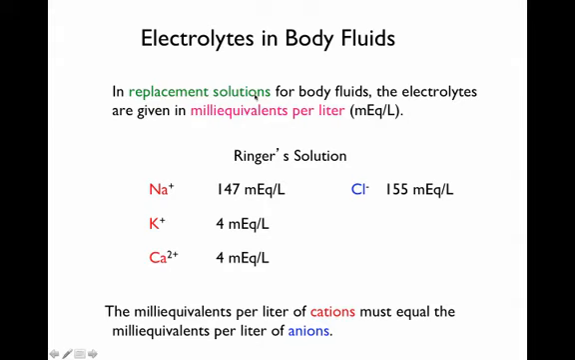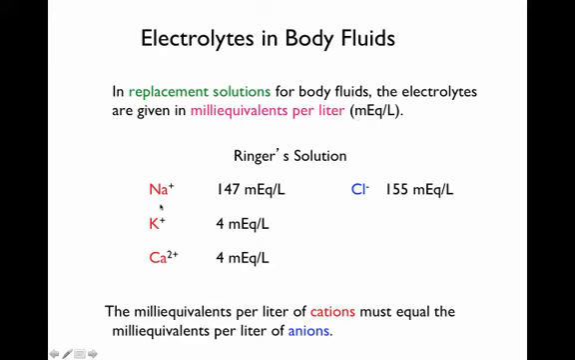There's a very common replacement solution called Ringer's solution, and if you look at the ingredients on Ringer's solution, the ingredients, at least for the ions, are often given in milliequivalents per liter. So just to give you an example, for a common Ringer's solution, you have sodium ions, and the amount of sodium ions that you have turns out to be 147 milliequivalents for every liter of Ringer's solution.